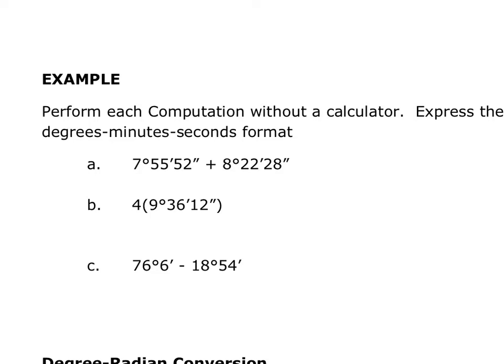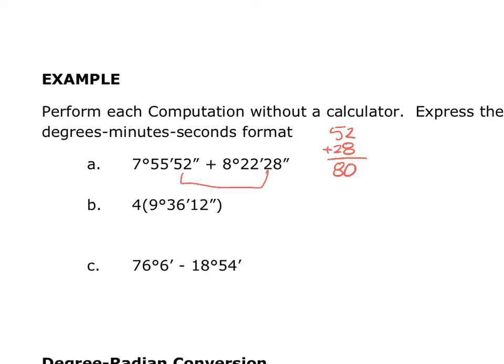So when we met on Friday, what we were asked to do is the addition or subtraction of these. So the first thing you're going to do is start by doing the addition of your seconds. So you're going to add the 52 and the 28. When you add 52 and 28, you get what? What is it, 70? 80?